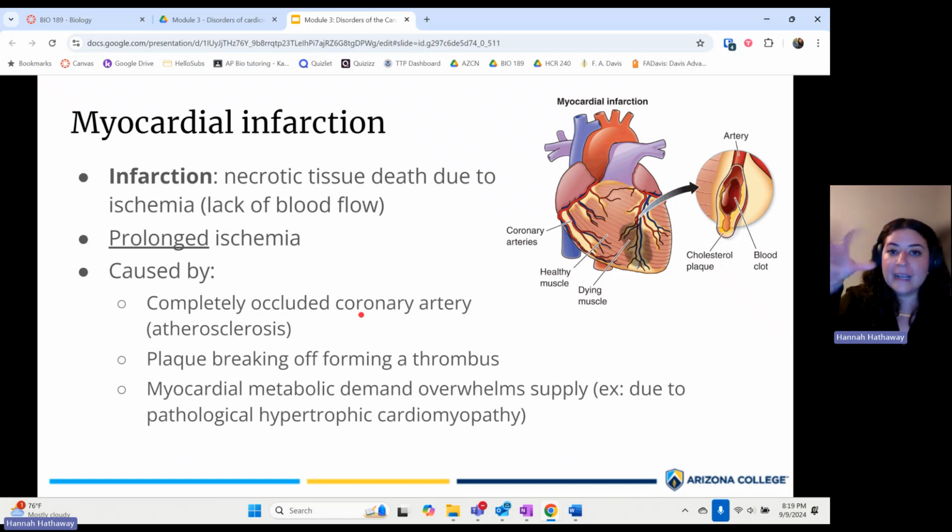It could also be due to a plaque that broke off from somewhere else and then traveled to the coronary artery, which is very narrow. So a little plaque somewhere else that wasn't a big deal over here travels into the coronary circulation, which is very narrow. Now it is a big deal.